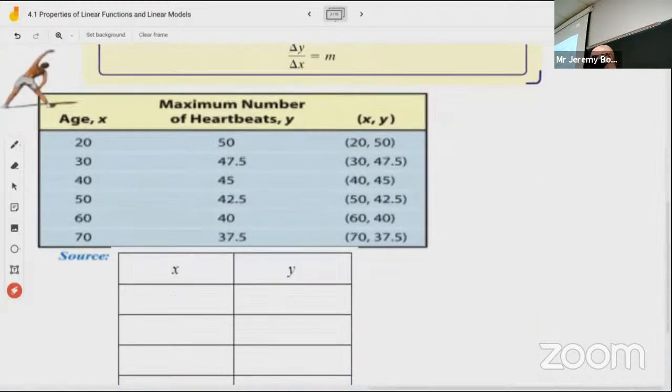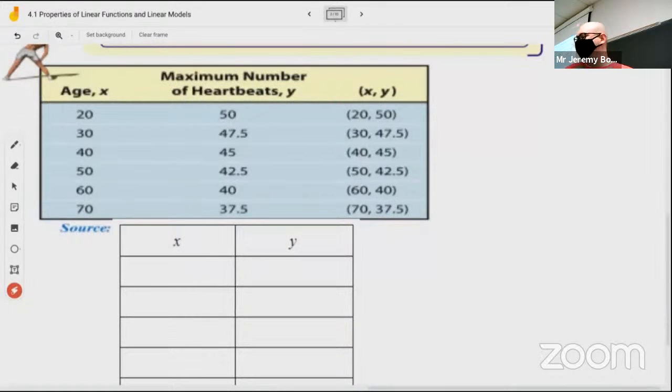So let's say we got this data here. We got ages and the maximum number of heartbeats.